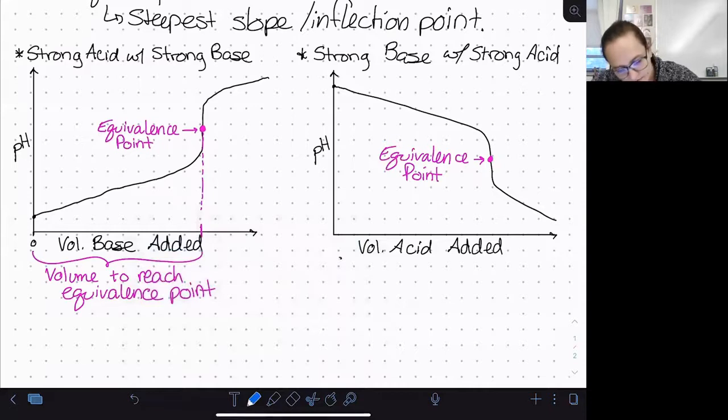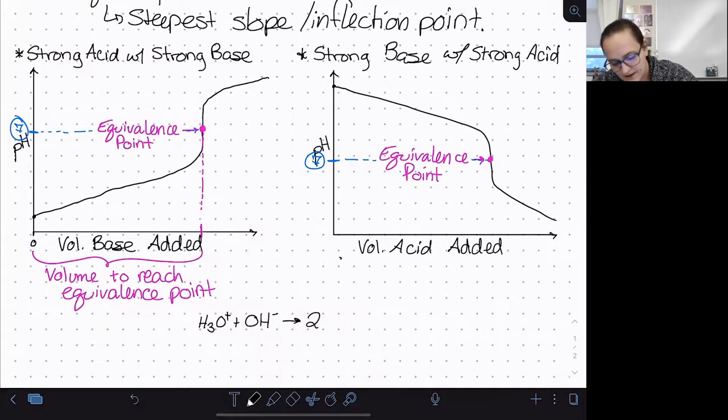For these titrations, for a strong acid with a strong base, the equivalence point in both of these cases always occurs at pH 7. My axes are a little wonky. If we think about the reaction going on, the net ionic equation for a strong acid plus a strong base is always the same: hydronium plus hydroxide producing water. All we're making here is water, which is neutral.